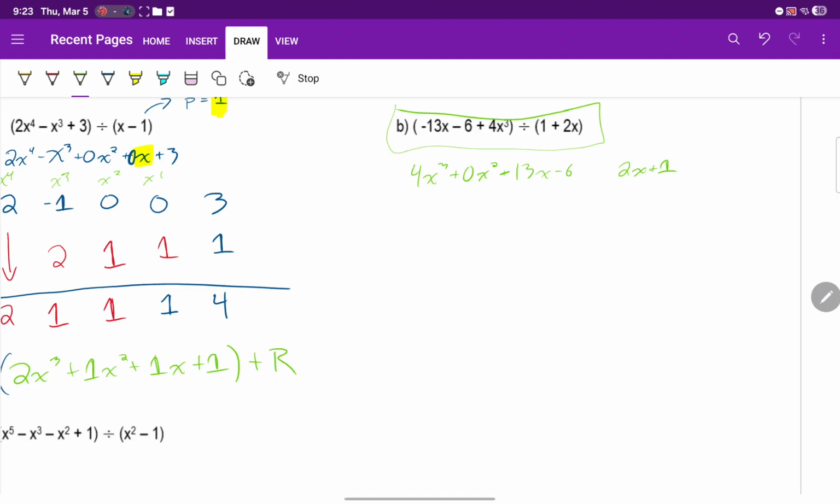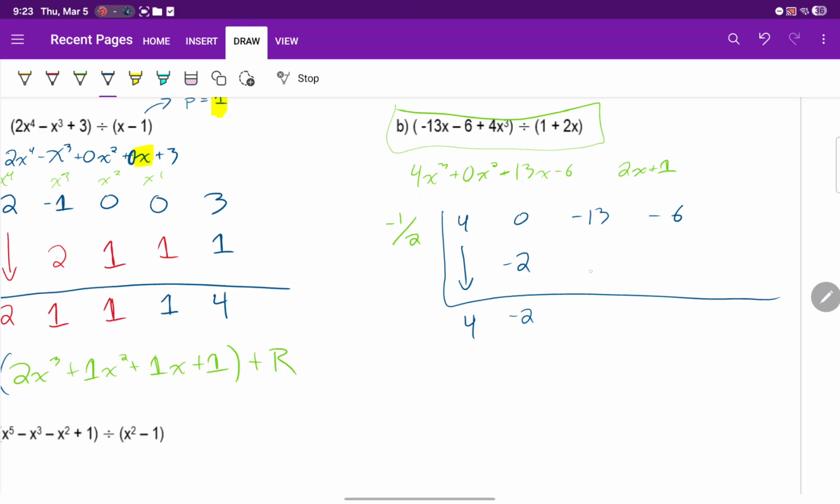Okay? If I go through this one, this is going to be -1/2 is going to be my p-value. I'm going to set this up like this. I'm going to go 4, 0, -13, -6. I'm going to drop my 4 down. -1/2 times 4 is -2. 0 plus -2 is -2.